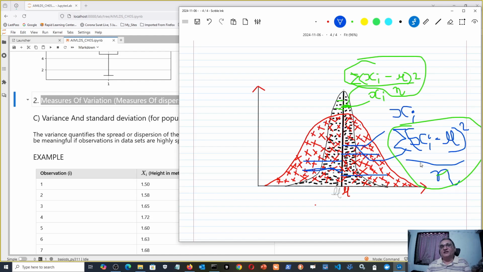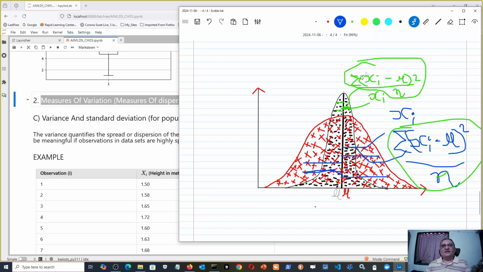What will happen is here the numerator is larger, so the variance of the red data distribution is higher, and that is why we say that the data distribution is spread over a larger width. Compared to that, the variance of the black data distribution is less, so we say that the data distribution is spread over a smaller width and it is thin and high.